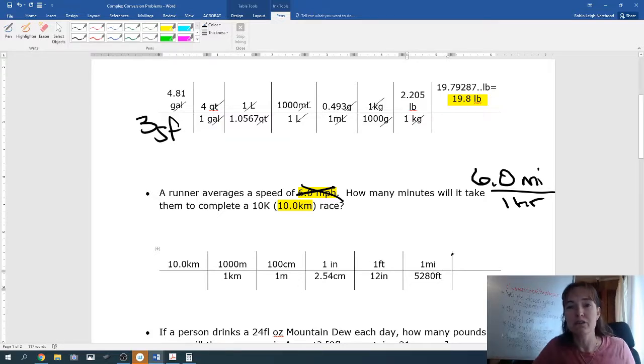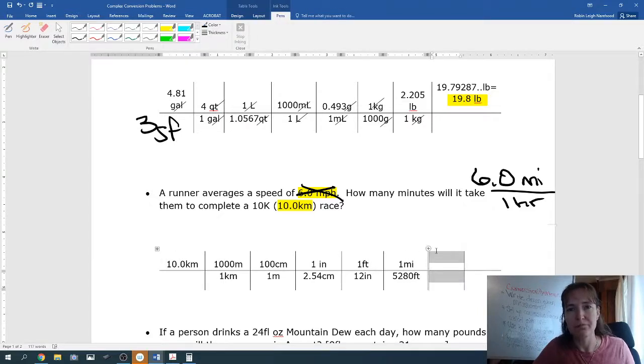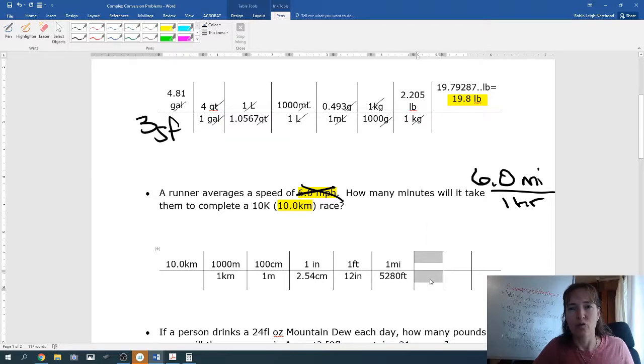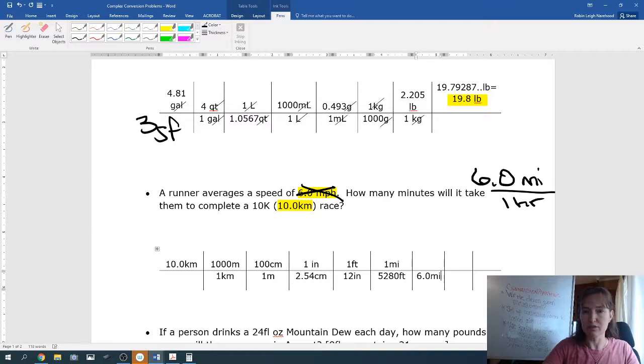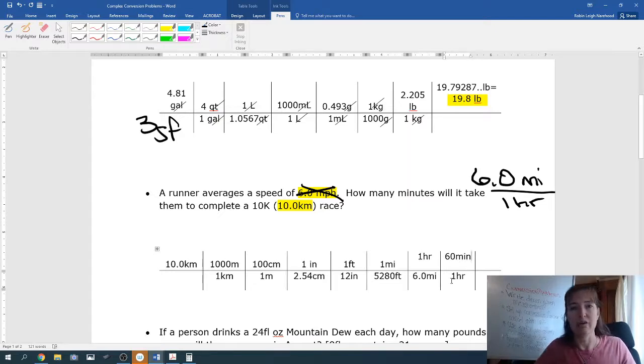So from here, we can actually use the speed that the person travels. And so we can do the 6 miles because I want to get rid of miles. So it's 6.0 miles per 1 hour. And I want to know how many minutes. So you just have to use, there's 60 minutes in an hour, and that is an exact equality, both of those, the 60 minutes in 1 hour and the 5,280 feet in 1 mile. Those are exact equalities.